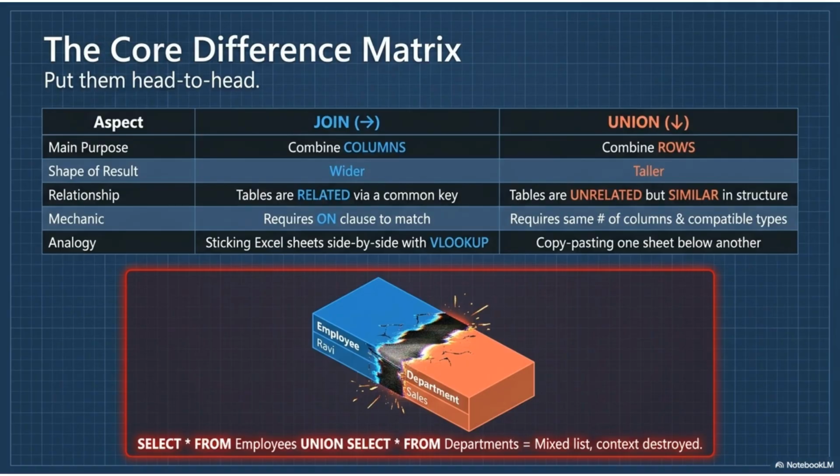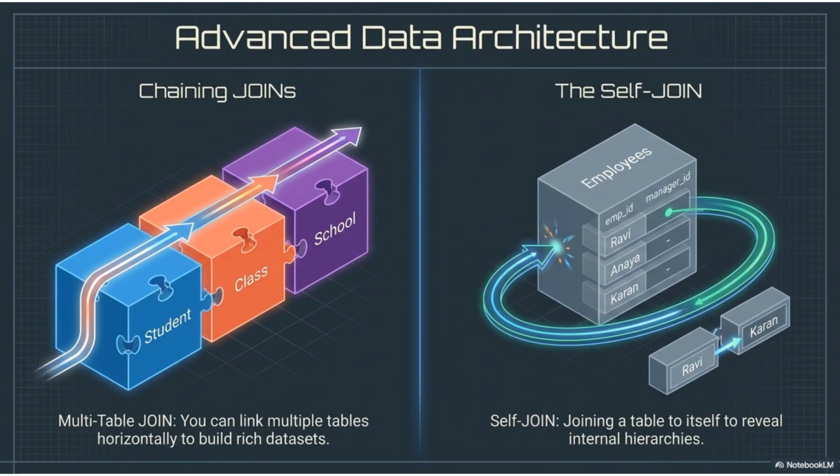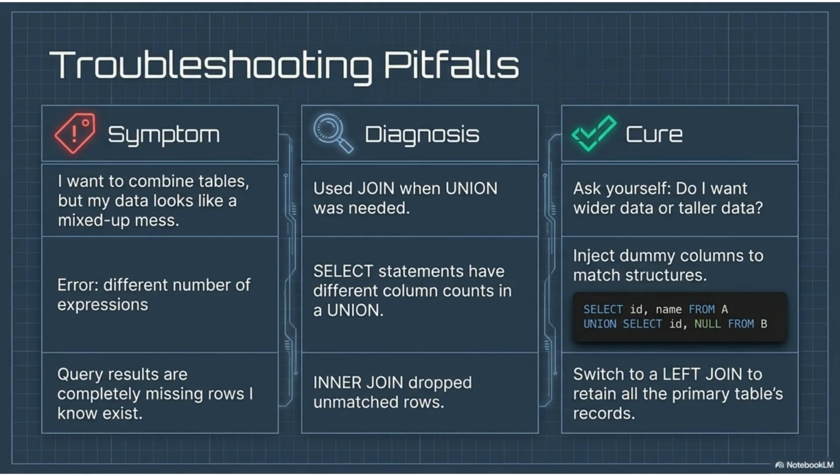Here's a comparison matrix. Remember, join is for adding columns and linking related data, while union is for stacking rows from similar tables. Mixing them up can lead to errors. Advanced data architecture includes chaining multiple joins to build complex data sets, or using a self-join to reveal internal hierarchies within a single table.